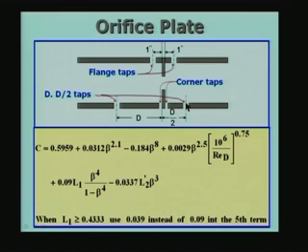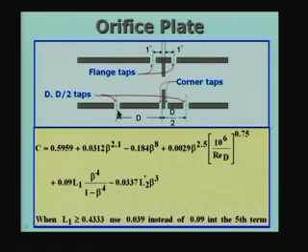The third arrangement which can be done is called the corner taps, and in this case the two taps are right adjacent to the orifice plate on the two sides of the plate. So, there are three different ways of using the taps for the pressure measurement.